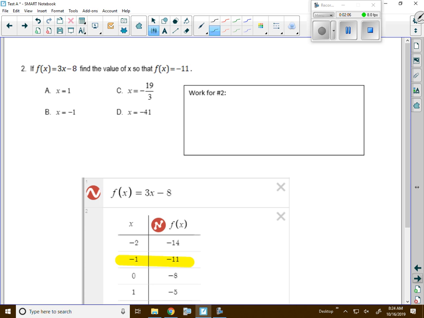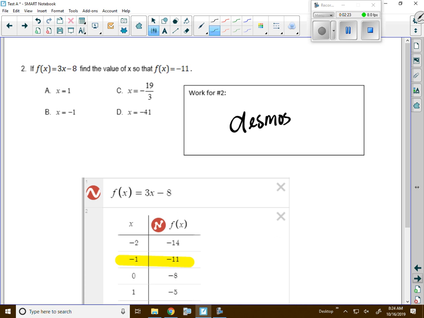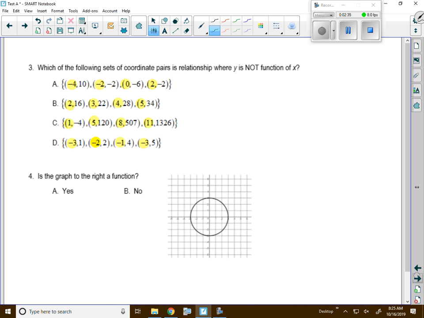Okay. Number 2 is very similar. I would just write Desmos here. What's different though between numbers 1 and numbers 2? Exponent. Okay. You're trying to find the x. Yes. So in this one we were given x, and this one we're given y. So we want to know when y is negative 11. What's x? And x is negative 1, so it should have been b. Yes?